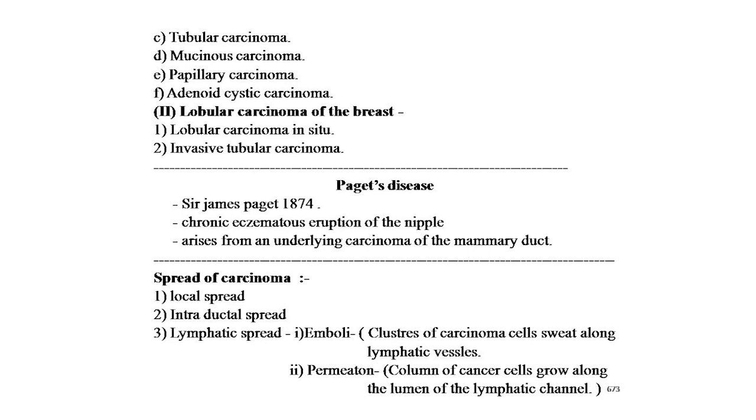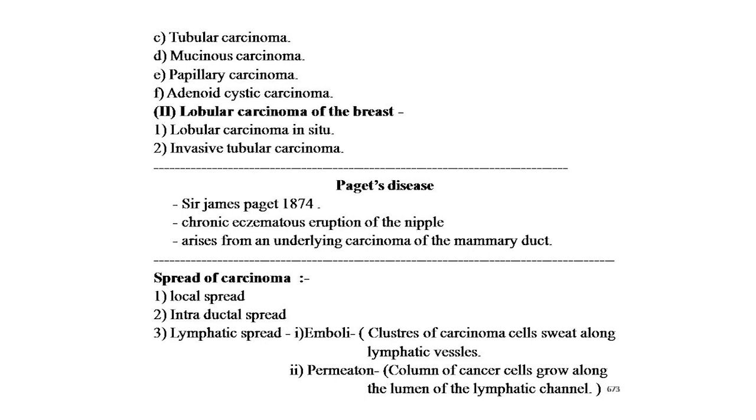And second is the invasive tubular carcinoma. This accounts for 10% of all breast cancers. The histological features include small cells with rounded, inconspicuous nuclei and scanty, indistinct cytoplasm. Now these are the classification and distributions of the neoplasms of the breast.